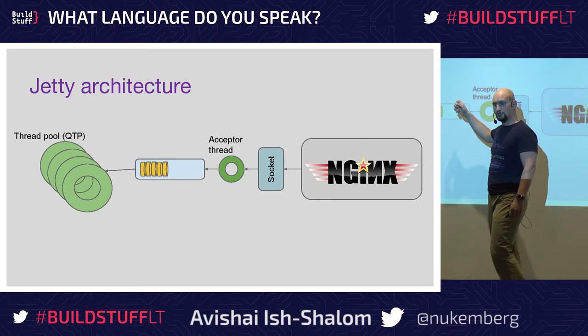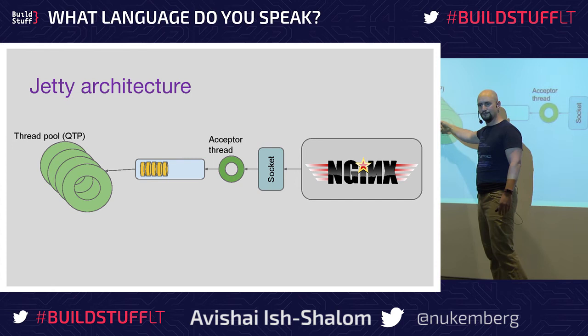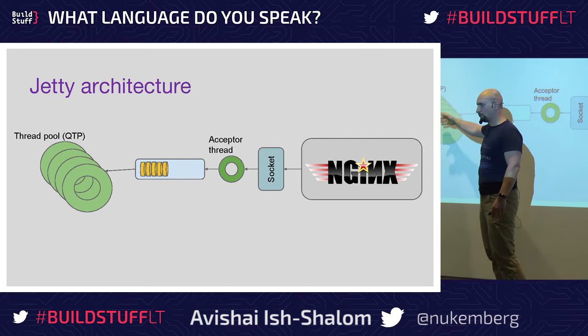This is a JVM queue. And it's connected to the thread pool known as the QTP, queue thread pool. This is the name in Jetty. And this is where your code runs. This thread pool runs your code. It takes work from this queue and runs it. And of course, if this queue is too big, then you will have latency.